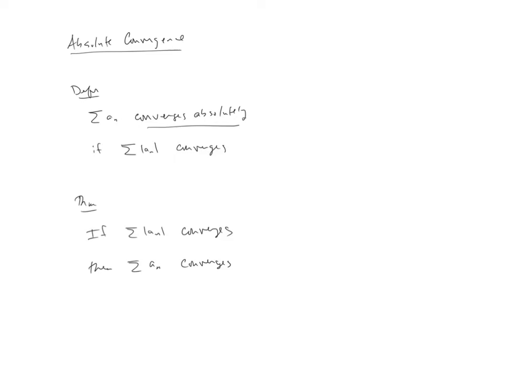Okay, so in this short video, we're going to talk about absolute convergence. And we say that a series converges absolutely if the series of absolute values converges. So that's just the definition of converges absolutely, or maybe absolutely convergent. So then that leads us into a theorem. If the series of absolute values converges, then the series itself converges.